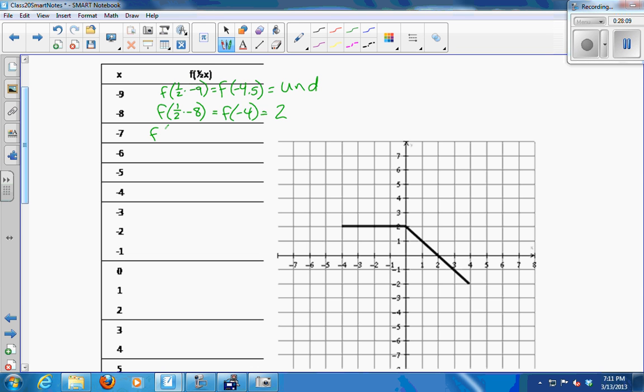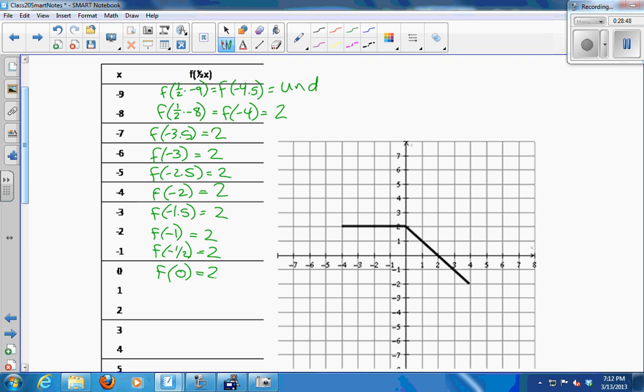So this is going to be f of -3.5. What's f of -3.5? 2. F of -3 is 2. F of -2.5 is 2. F of -2 is 2. F of -1.5 is 2. F of -1 is 2. F of -1/2 is 2. F of, when I take half of 0, I still get 0. F of 0 is 2.